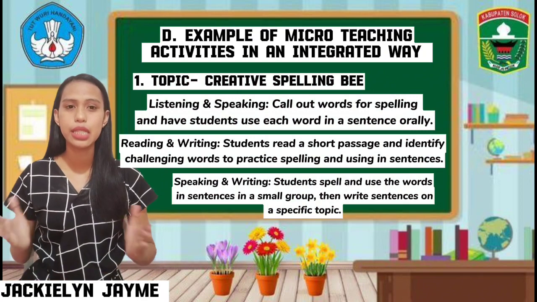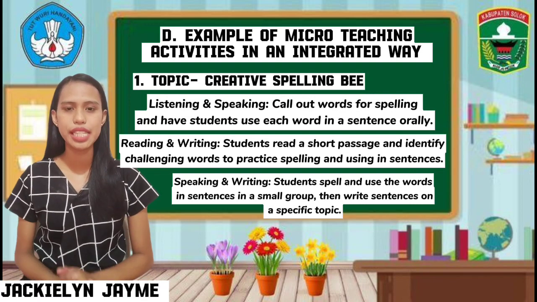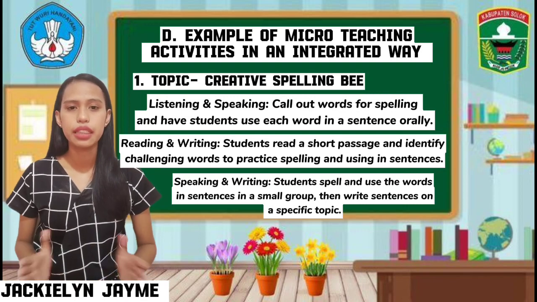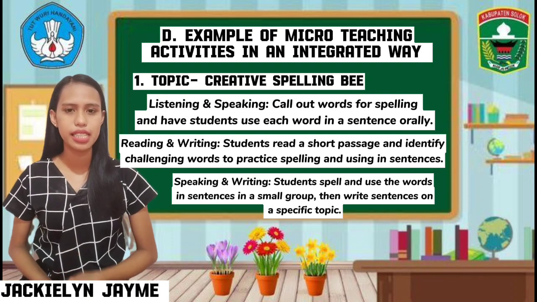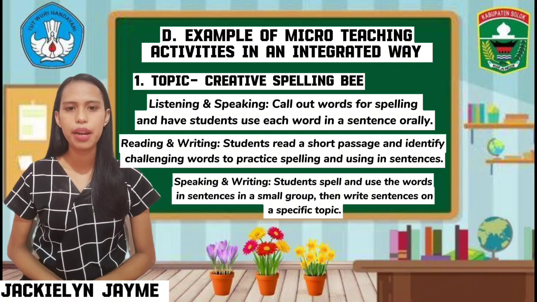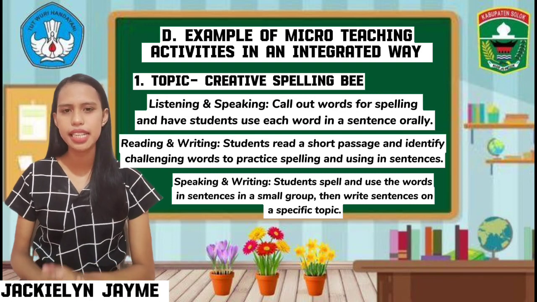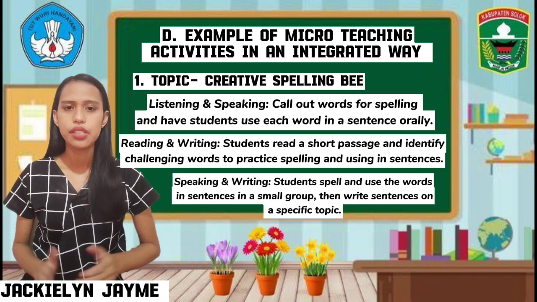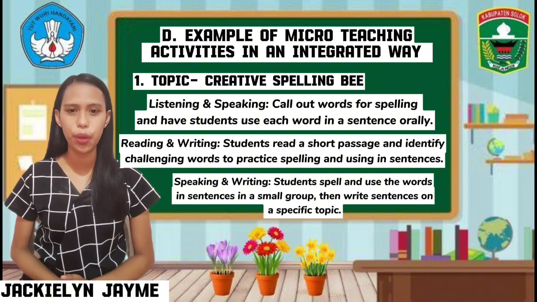Second example is creative spelling bee. The creative spelling bee is also an example of a micro-teaching activity in an integrated way, because it involves different language skills. Students speak words and make sentences to practice listening and speaking skills. They then find hard words, practicing reading and writing skills. In groups, they practice spelling, make sentences, and write about a topic, improving speaking and writing skills. So this activity is like micro-teaching, focusing on specific skills in a controlled way.